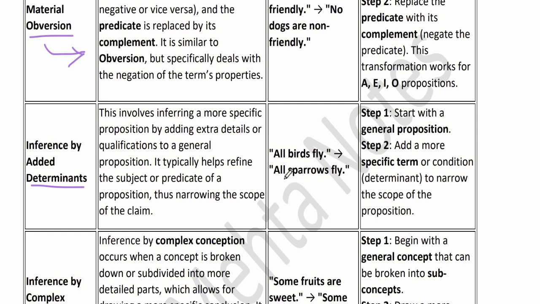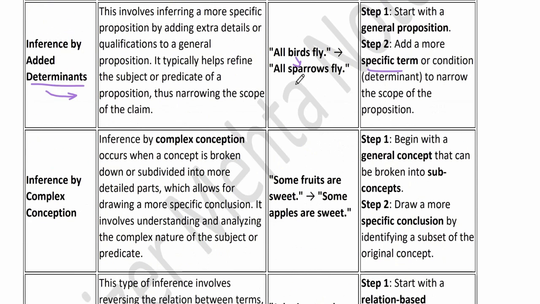Inference by added determinants. All birds fly. So all sparrows fly. So instead of birds, we have changed it to sparrows. We add a more specific term. Inference by added determinants means we add additional determining factors. For example, this involves inferring a more specific proposition by adding extra details. All birds like sparrows can fly or will fly or are flying. It typically helps refine the subject or predicate of a proposition, thus narrowing the scope of the claim. Inference by added determinant means we add additional term to it.